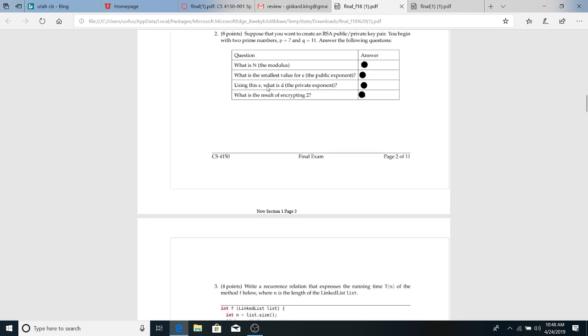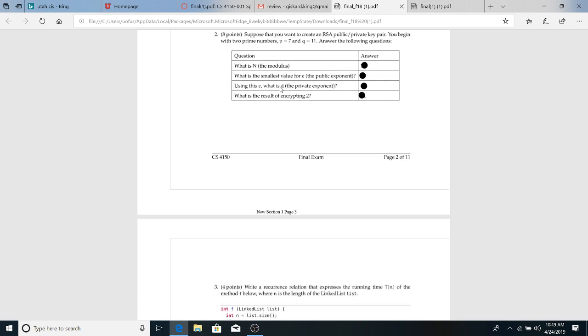Cool. Now we have to find D. So D is E inverse with respect to phi. Right? So if phi is 60 and E is 7, ooh, that's tough. So okay, you have to brute force that. So what I recommend is you just got to do it on paper. And one thing to note is it could be easier to find the negative modulus, right? So instead of looking between numbers between 1 and 59, it could be easier to find numbers from negative 30 to 30, if that makes sense, right?